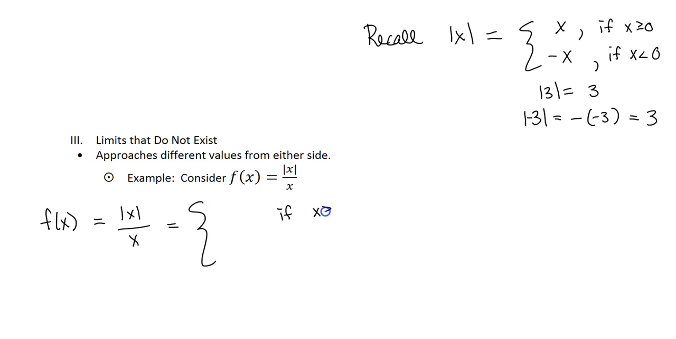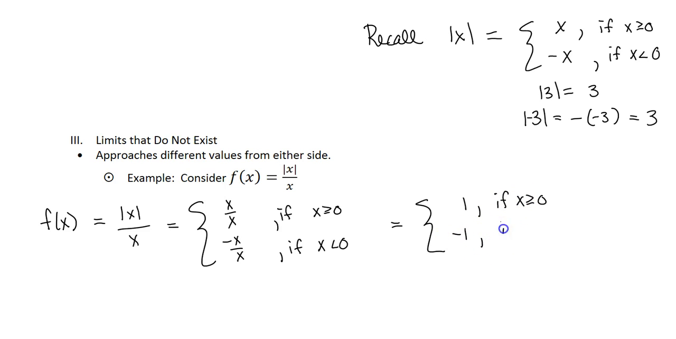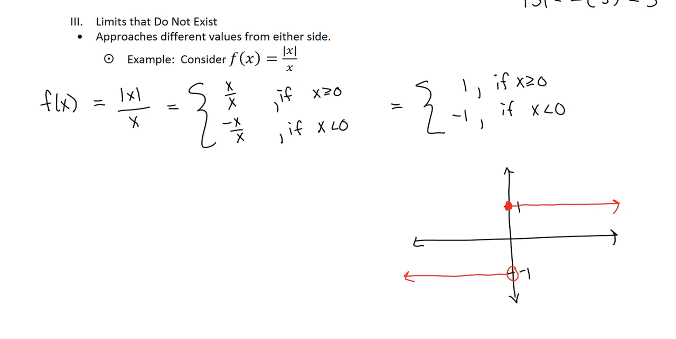So if x is greater than or equal to 0, then the numerator here is just x over x. And if x is less than 0, the numerator is -x. So when you simplify this, you get that f of x is equal to 1 if x is greater than or equal to 0, and -1 if x is less than 0. So we'll graph that and see what it looks like. So this is a sketch of what the graph of this function looks like.